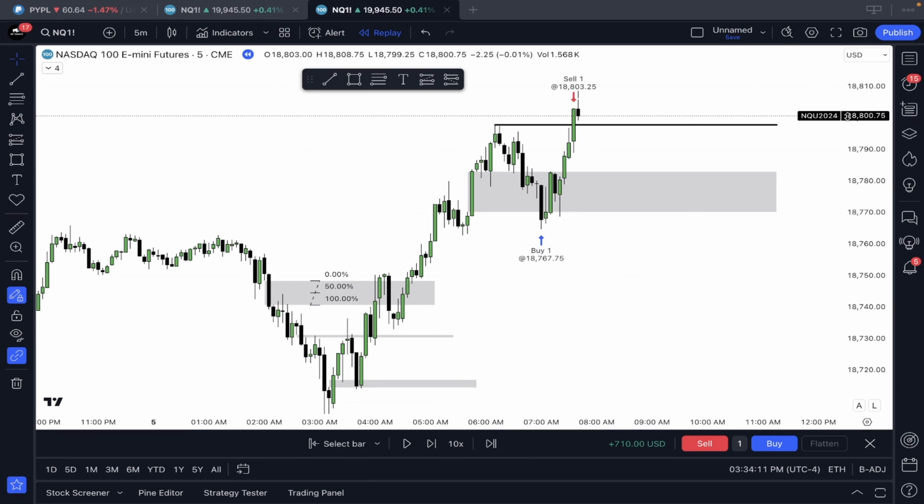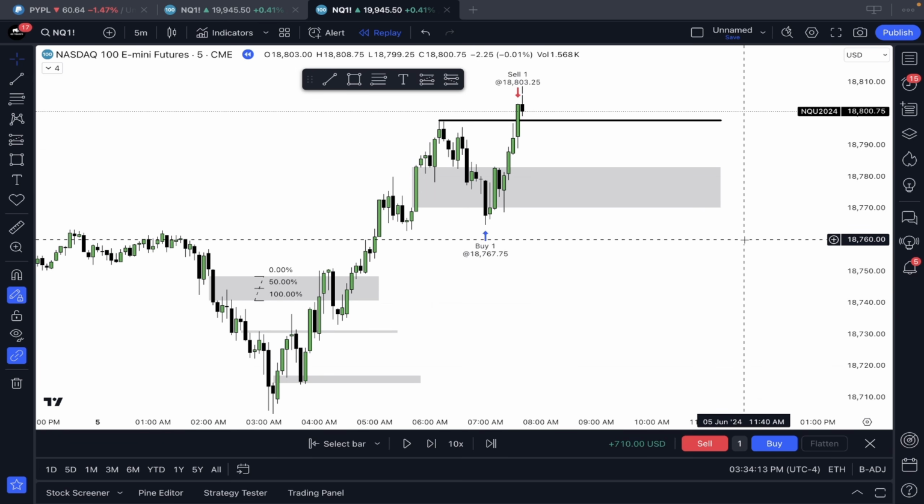So those were perfect examples of how fair value gaps can be used for targets and also for entry points.